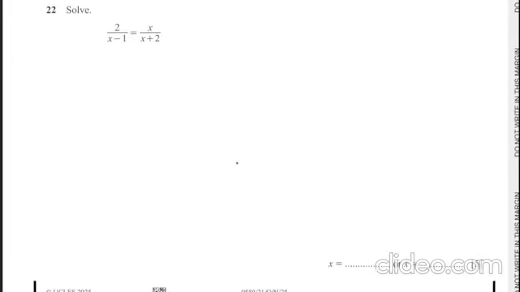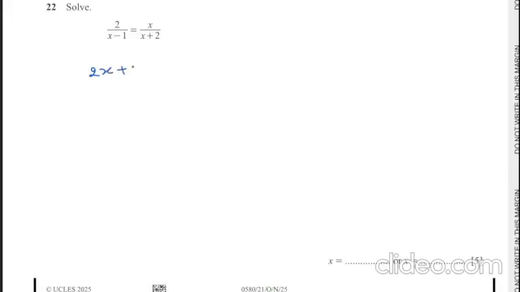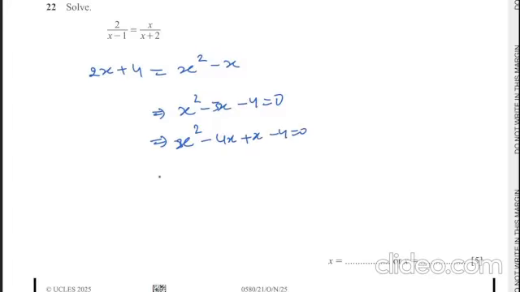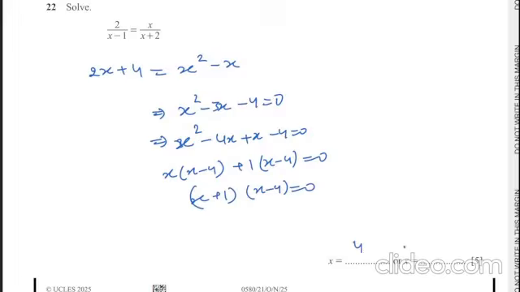Next, solving this one, cross multiplying each other, we will get a quadratic. X square minus 3x minus 4 equals 0, moving both of them to the right hand side. So that is 4 ones are 4. So minus 4x plus 4 minus 4 equals 0. X common, x minus 4 plus 1 x minus 4 equals 0. X plus 1 times x minus 4 equals 0. So x equals 4 and x equals minus 1 will be the answer for this.